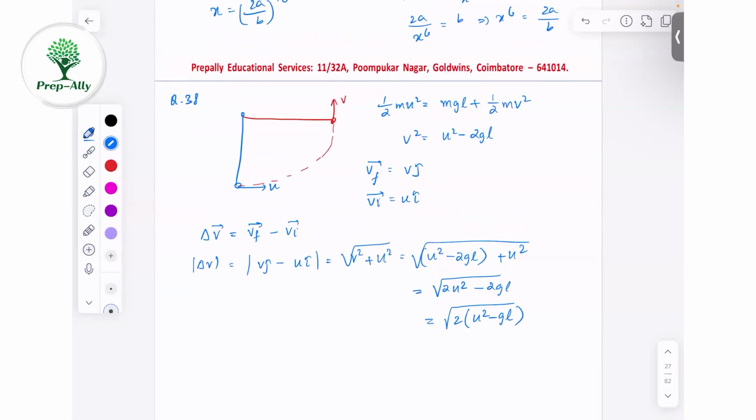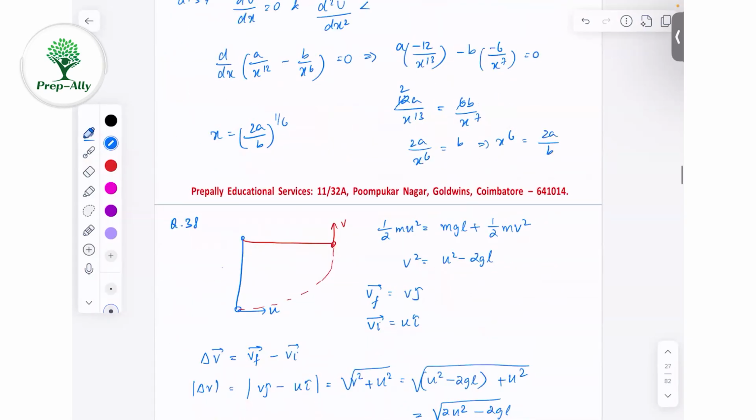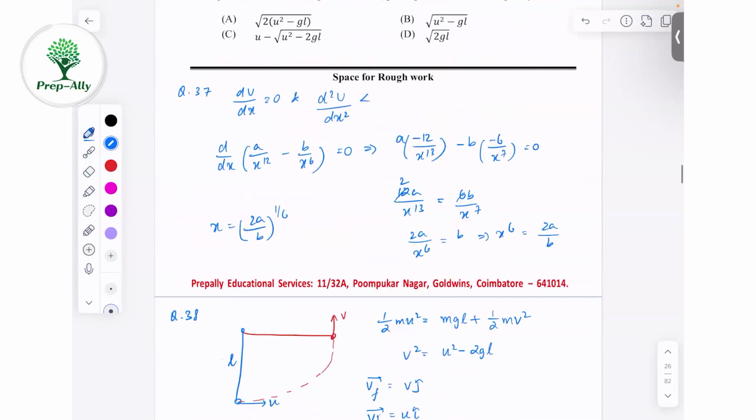And that's the magnitude of change in velocity. This is the length L of the string.